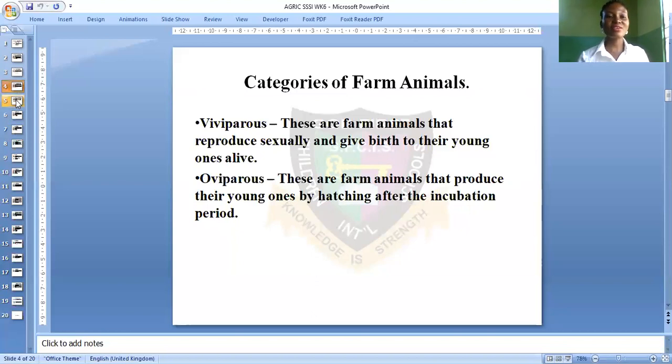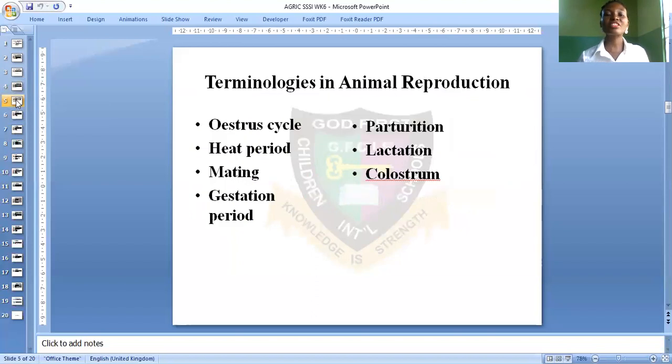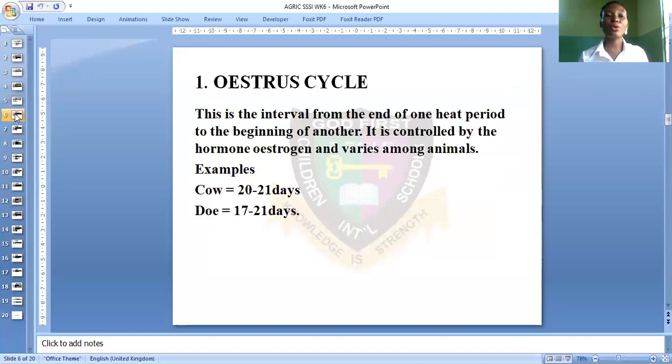Fine, let's discuss terminologies in animal reproduction. There are some terms associated with reproduction in animals. We have them here, and there are 7 in number. Oestrus cycle is the first one, followed by heat period, mating, gestation period, parturition, lactation, and colostrum. Now, let's discuss these terminologies one by one.